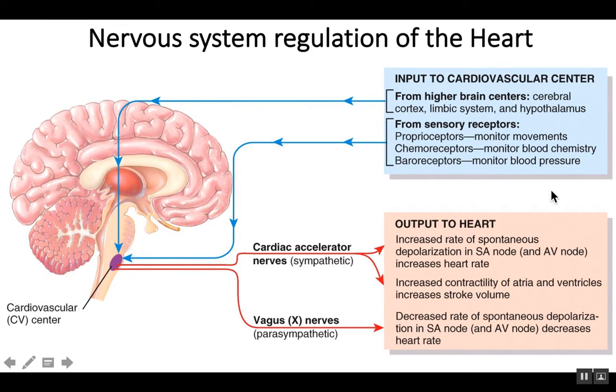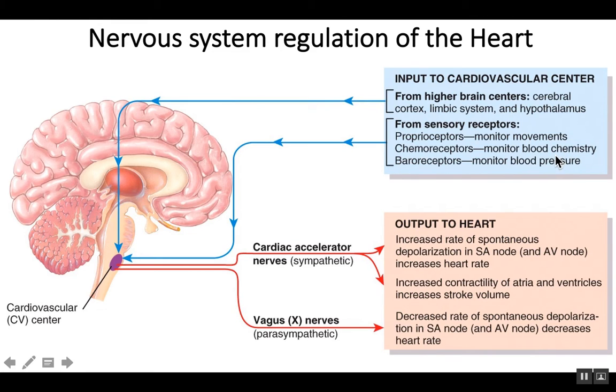Then you've got peripheral information. Proprioceptors monitor your body movements. So when your body starts to move, we need to tell the brain so it can tell the heart that it needs to pump more blood. Blood chemistry. That has to do with oxygen, carbon dioxide, and pH. So for example, if your carbon dioxide is a little too high and your oxygen's a little too low, we tell the brain, and then the brain can tell your heart, we need to circulate more blood to get more blood to the lungs so we can get rid of that carbon dioxide and pick up more oxygen.